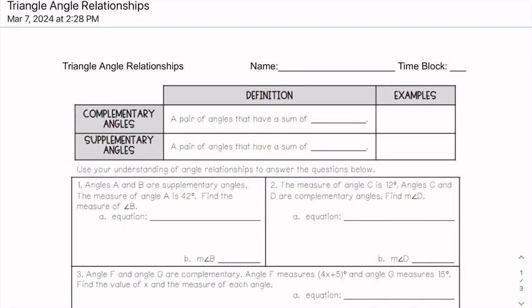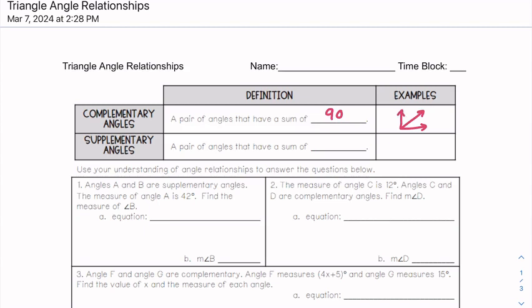We're going to start by talking about two different angle pairs. The first one is complementary angles. Complementary angles are a pair of angles that have a sum of 90 degrees. An example would be a right angle created by two smaller angles, as you can see.